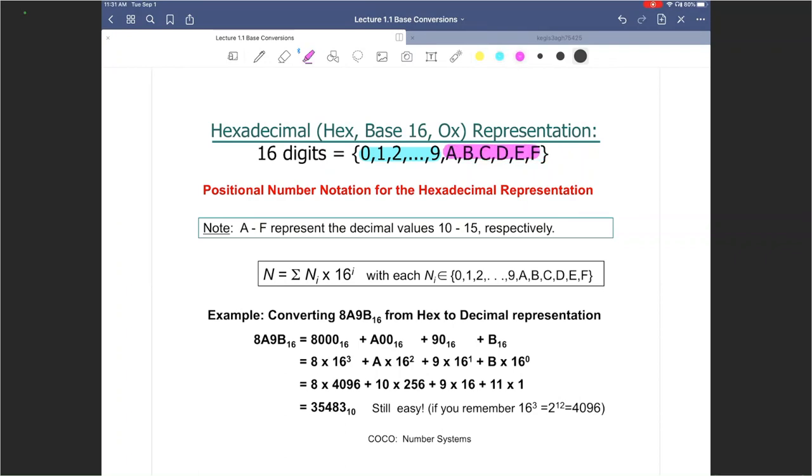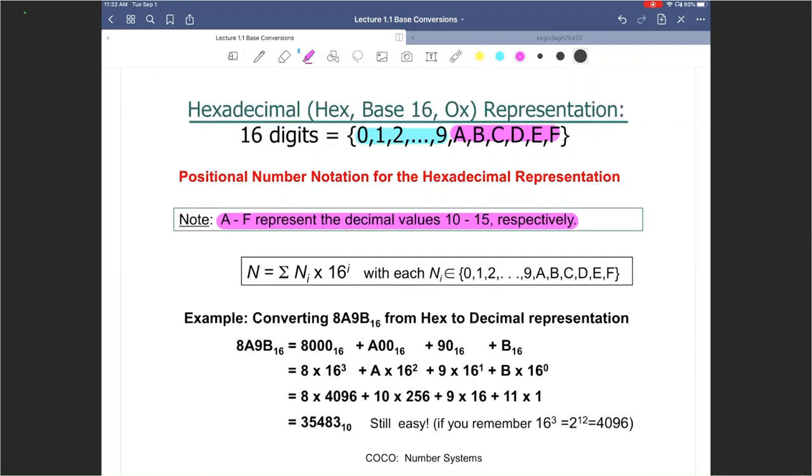So any number that can be represented as a combination of 0 through 9, A through F, is going to belong to the hexadecimal number system. Hex A through F represent decimal values 10 through 15. That's it. So each hex digit is going to represent some decimal value. 0 through 9 represents 0 through 9. A through F represents 10 to 15.